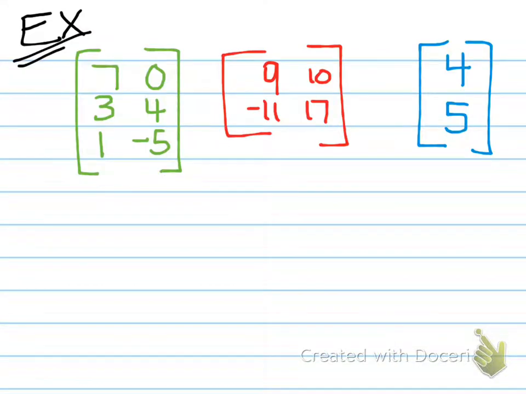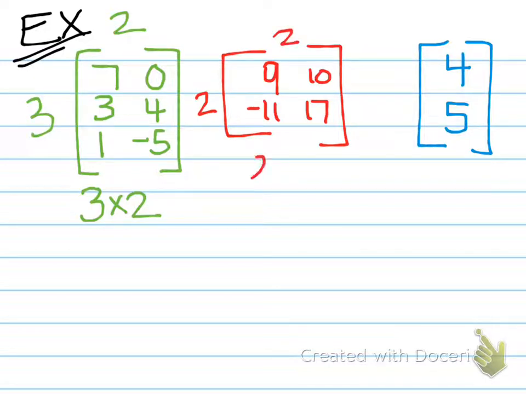Here are some other examples of what matrices could look like in terms of their dimensions. So this first one, we have 3 rows and 2 columns, so we would call this a 3 by 2 matrix. The second one has 2 rows, 2 columns, so we would call this a 2 by 2 matrix. And the last one has 2 rows and 1 column, so this would be a 2 by 1 matrix. So again, remember that rows come first and columns come second.